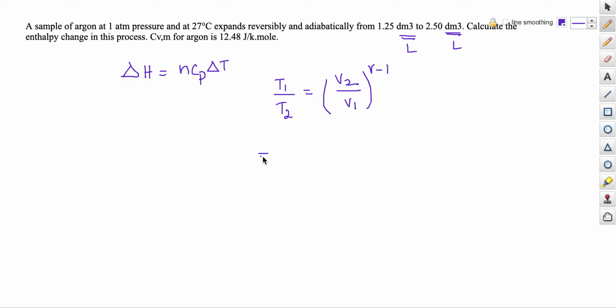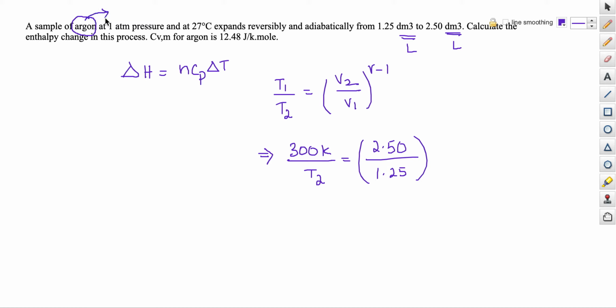Now let's substitute. What is the T1? 273 plus 27, that is 300 Kelvin, divided by T2 is equal to, what is the V2, the final one is 2.50 liters. I don't use it because they will cancel each other, and divided by 1.25 raised to the power of gamma minus 1. What is gamma? So here is the hint. The hint is argon is a monoatomic gas. For monoatomic gas, gamma value is 1.66.